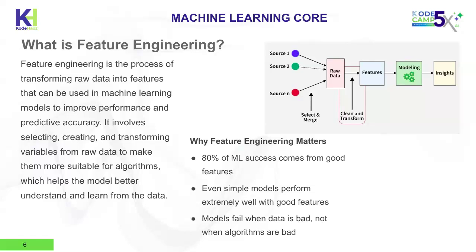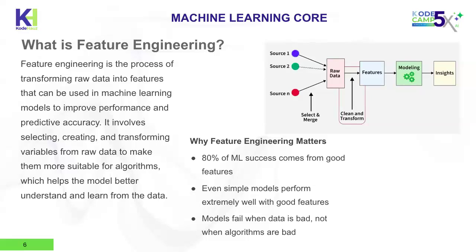So 80% of machine learning success comes from good features. So even simple models that you feel don't have the capacity to learn a lot, you can actually make them do very well if you do good feature engineering, right? And like they say, models fail when data is bad, not when algorithms are bad.